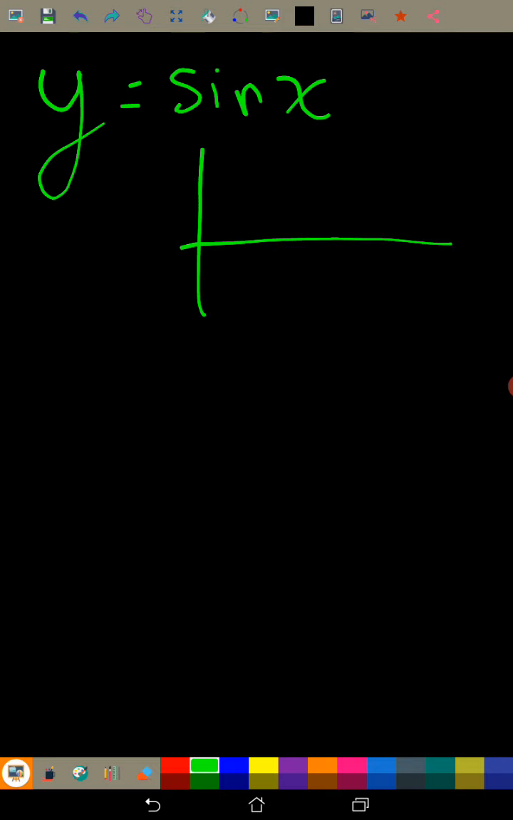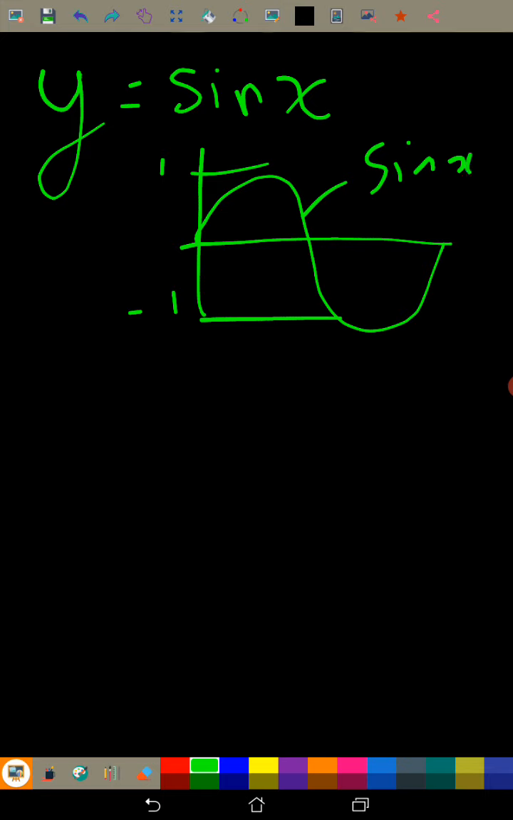So now consider y is equal to sine x. This is very simple, where x is measured in radians. We know how it looks. It looks like this. This is 1 and this is minus 1. This is sine x. Here we have y, here we have x. And consider this.